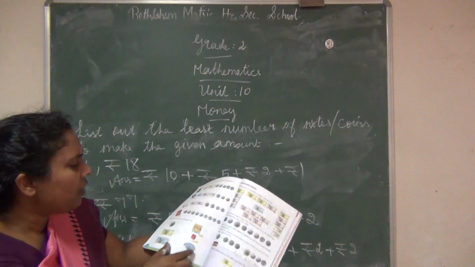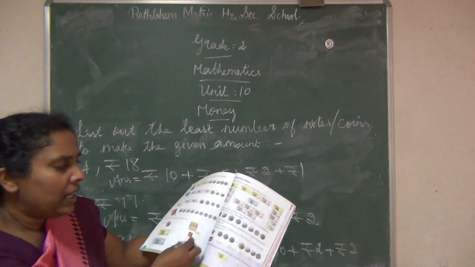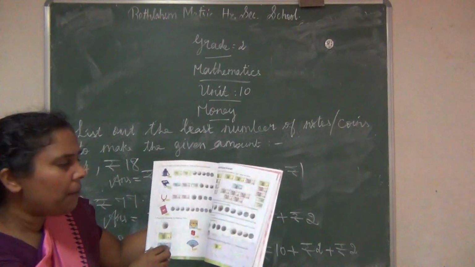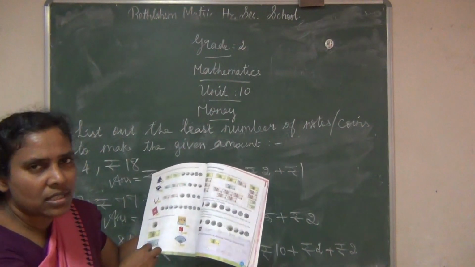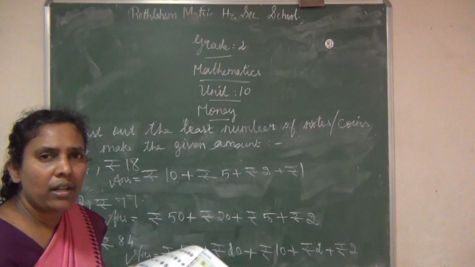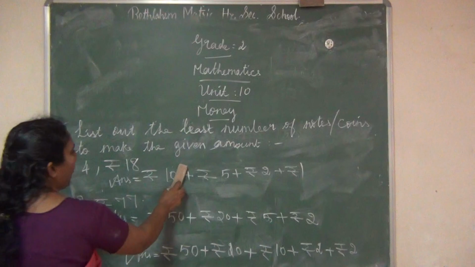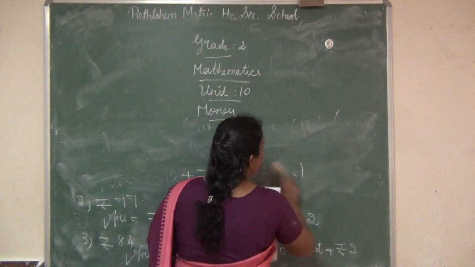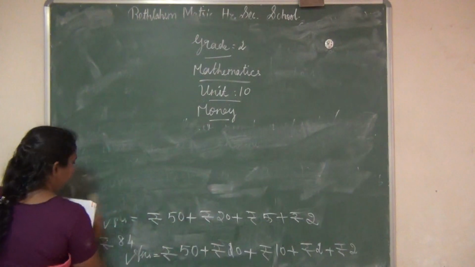Next, the third one also, here a match is given. Here also they give the cost of each one, and here they give the money. You should match it. Now, take page number 161. Page number 161.